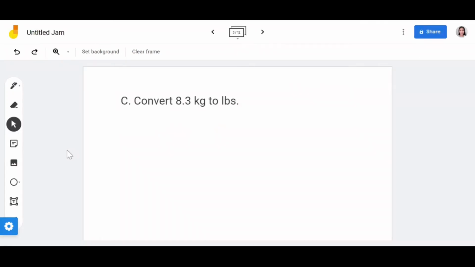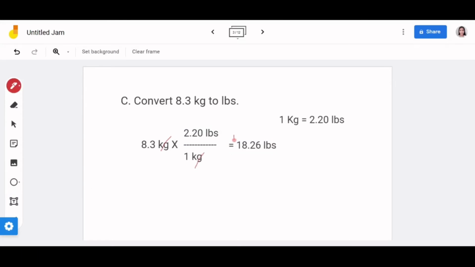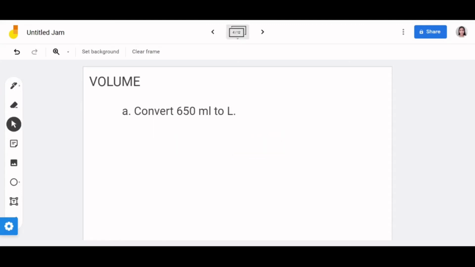So the third sample problem is to convert 8.3 kilograms to pounds. So this is from SI unit to English unit. Rewrite the given number, which is 8.3 kilograms. And remember that 1 kilogram is equal to 2.20 pounds. So 8.3 kilograms times 2.20 pounds over 1 kilogram. Cancel the same unit. Our result would be 18.26 pounds.